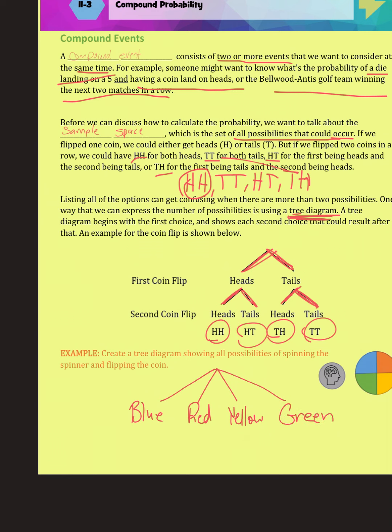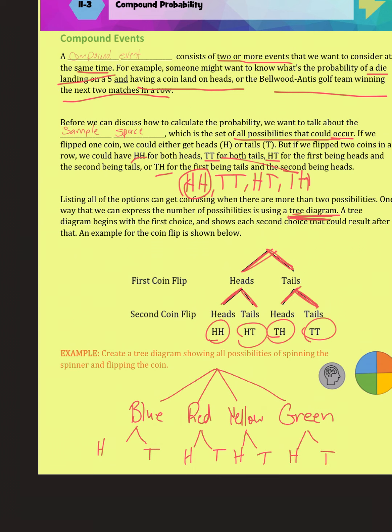And after we do that, we're going to flip the coin. And we could land on blue and get heads. I'm just going to put an H. Or we could land on blue and get tails. We could land on red and get heads. We could land on red and get tails. We could land on yellow and get heads. Land on yellow and get tails. Land on green and get heads. Or land on green and get tails.